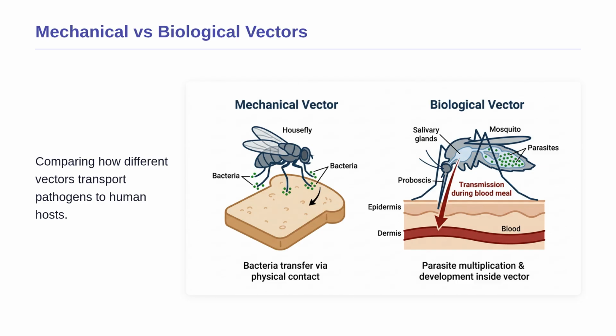On the right side, we see a biological vector, a mosquito taking a blood meal. Look closely at the cross-section. The parasites are not just hitching a ride. They are actively multiplying and developing inside the mosquito's salivary glands before being injected into the human skin. This diagram clearly illustrates why biological vectors are so intimately tied to the life cycle of the diseases they carry, making them a primary target for global eradication efforts.